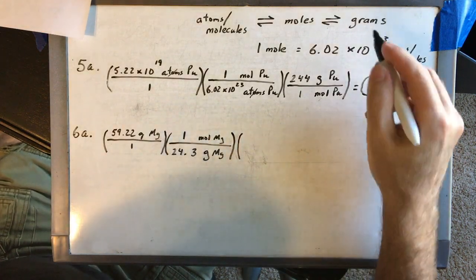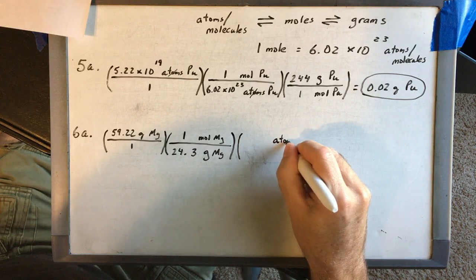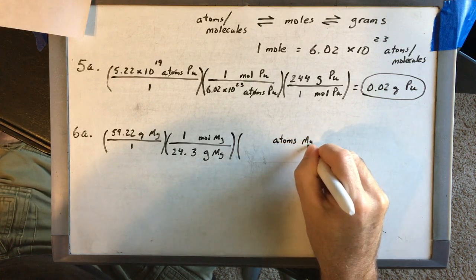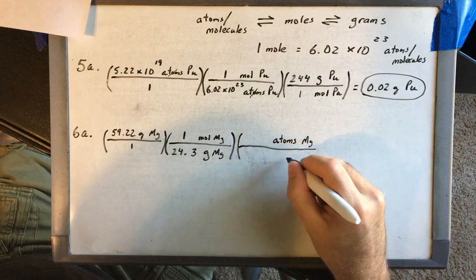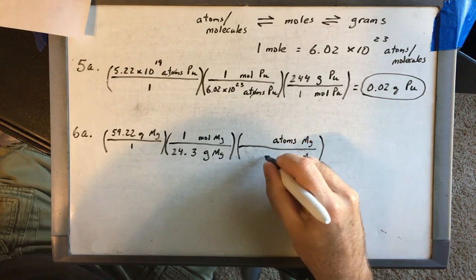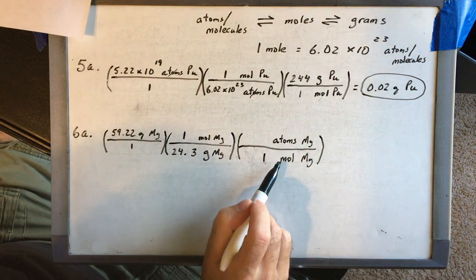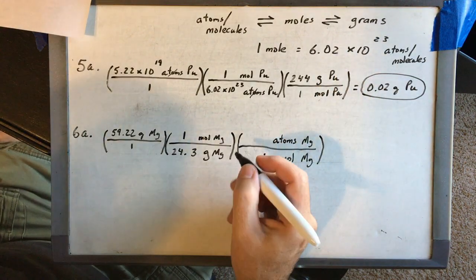Okay, now we've gotten to moles, we're going to atoms. So atoms of magnesium. Getting rid of moles of magnesium. 1 always goes by the mole. How many atoms are in a mole? 6.02 times 10 to the 23rd.